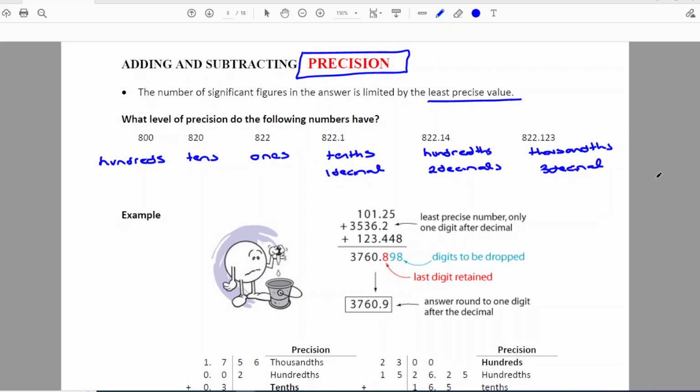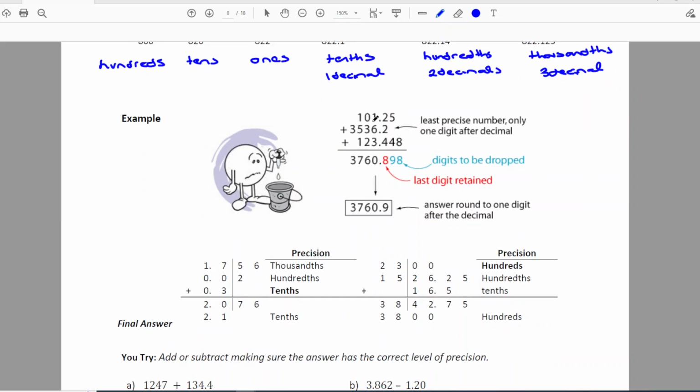So if you have a question where there's a number precise to the hundreds, you can't be more precise than the hundreds. That's how this works. For example, if I look at these 3 numbers, this number is precise to the hundredths, or 2 decimal places. This one's precise to the tenths, or 1 decimal place. And this one's precise to 3 decimal places. Well, because we have this one that is only precise to the tenths, I can only answer to the tenths. It does not matter about significant figures.